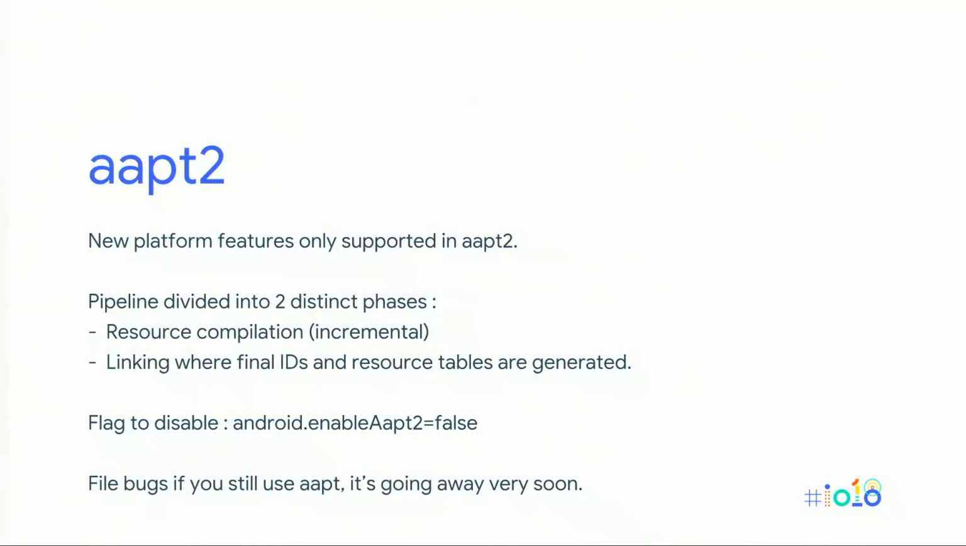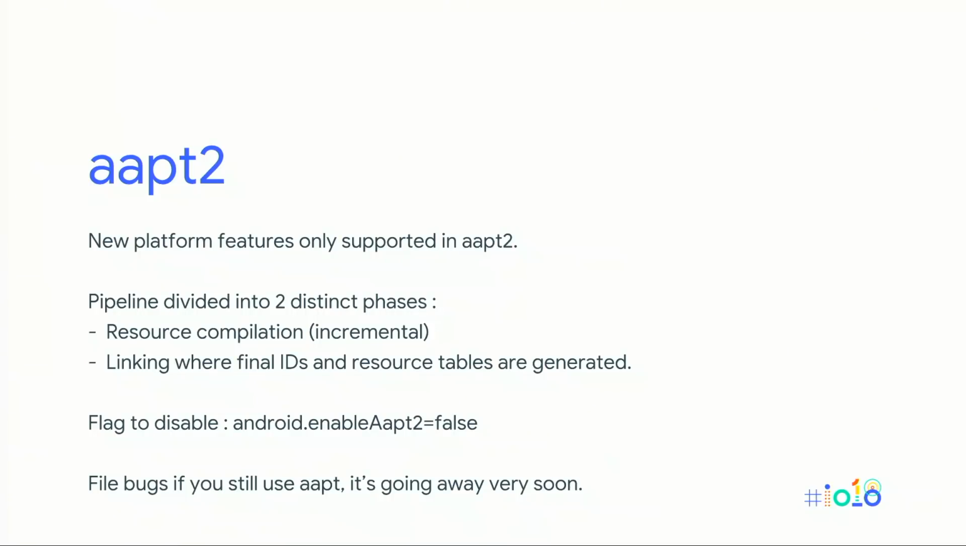All right, so let's talk about some of the notable changes that we've introduced in the compilation pipeline. The first thing that we have changed lately is AAPT2. And this is a new incremental resource compiler. And compared to AAPT1, AAPT2 is really dividing its work into two phases. There is an incremental capable compilation phase where it's changing your resources into a binary format. And then there is a final linking phase where it's going to generate the resource table and the final IDs.